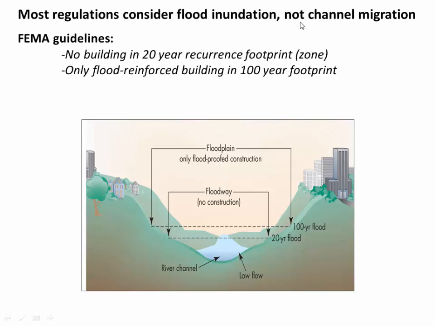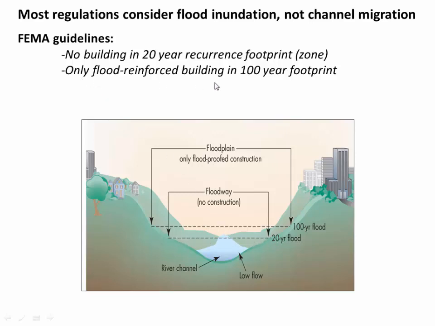Only recently have these regulations started to really consider a channel migration corridor. How close should you be able to be to the active channel given its likelihood of migration? Okay, so these are kind of different risks, inundation versus channel migration, and most regulations really focus on the flood inundation piece. So as an example, FEMA guidelines say no building at all within the 20-year recurrence footprint. So that's the area of the floodplain that would be inundated during the 20-year recurrence flood.